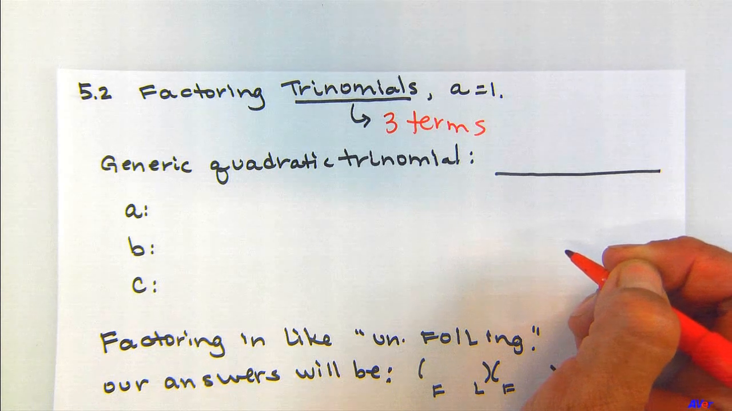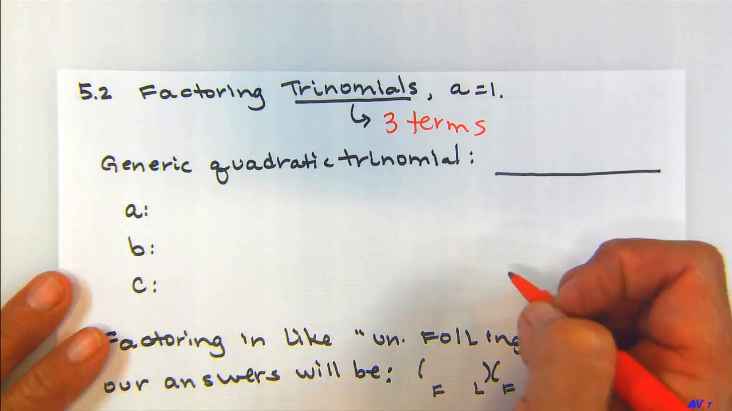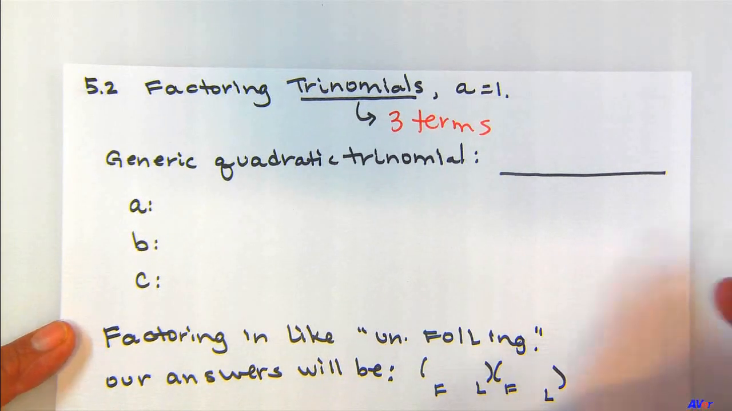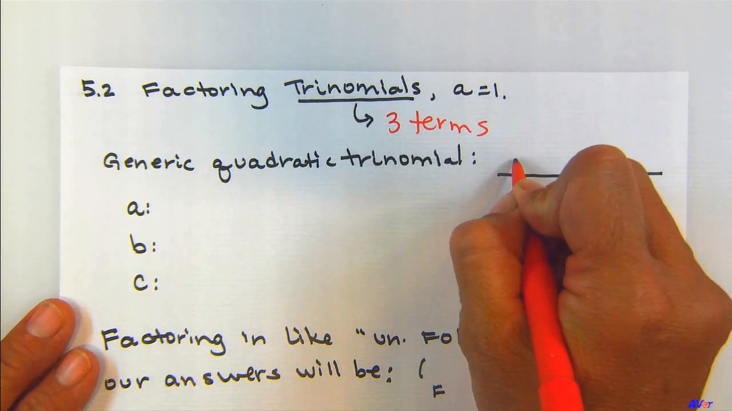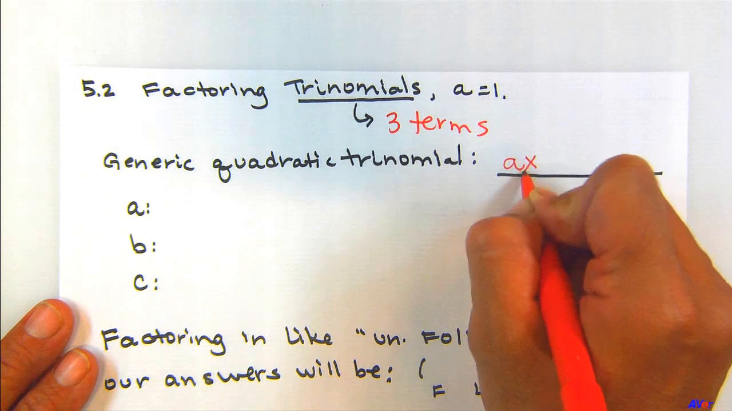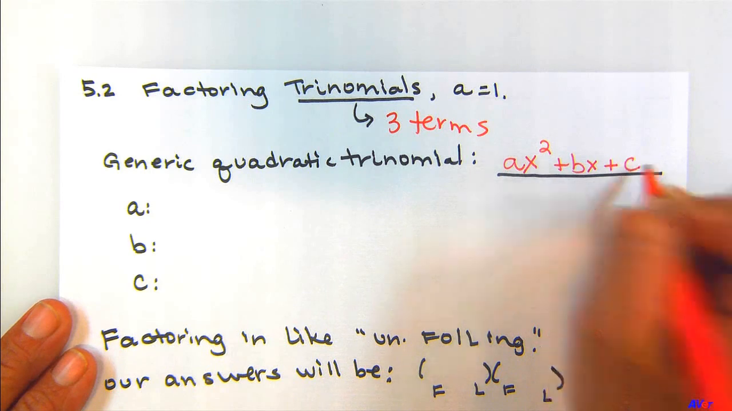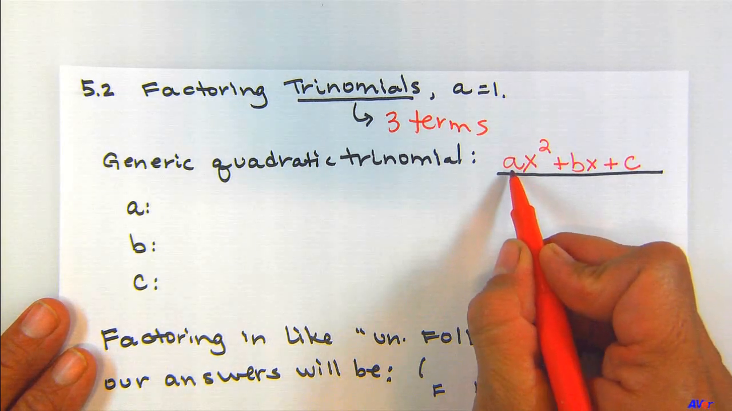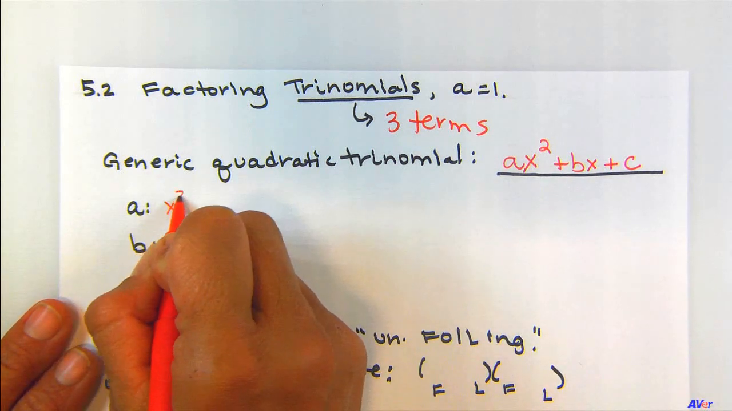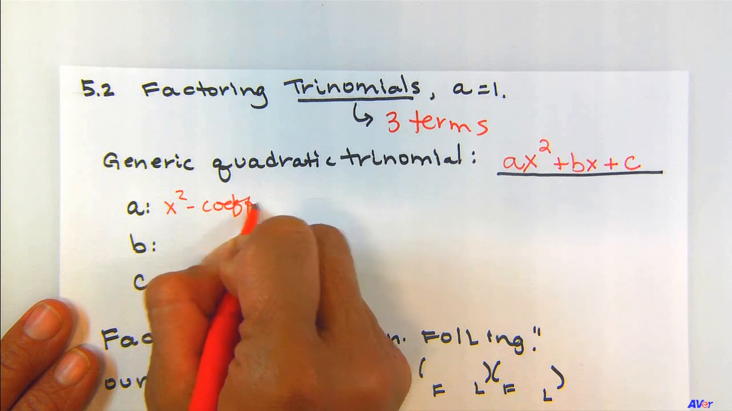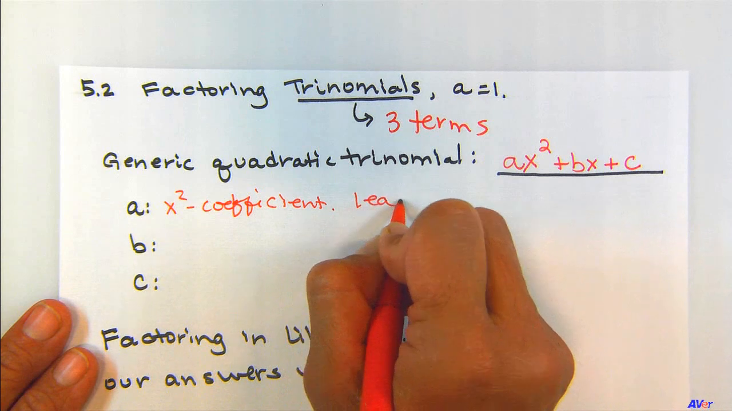So in algebra, in math, in the world, the generic quadratic trinomial, we always use the same letters. These are going to come up again this quarter, again next quarter, again for the rest of your time in math. We always talk about the quadratic as ax squared plus bx plus c. So a is the x squared coefficient. Remember, coefficient, the number that multiplies. Also called the leading coefficient.